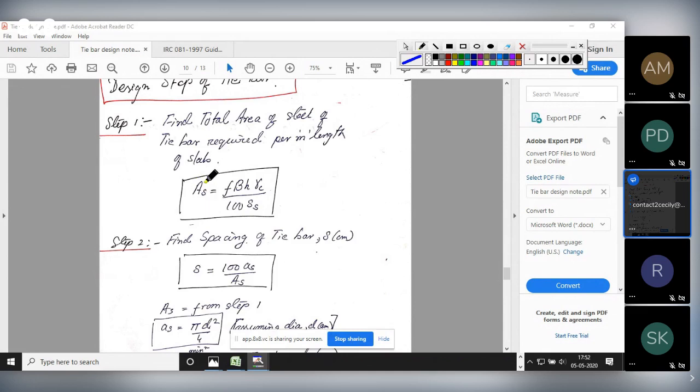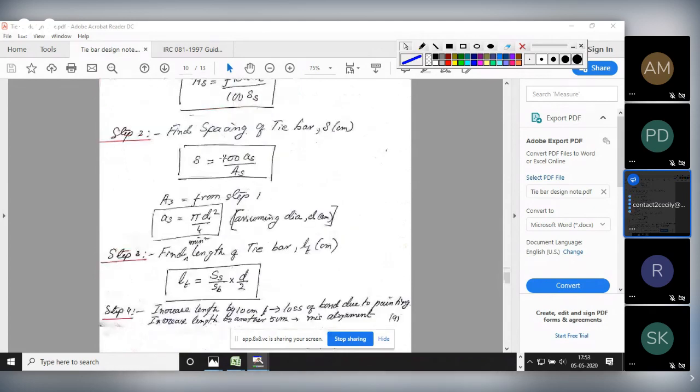Second step is to find the spacing. We have derived this formula also: 100 small a s by capital S. Here it is 100, which means spacing is in centimeter. If we divide small s by capital S, we will get the spacing in meter, because your span was 1 meter and we have converted it into 100 centimeter. That's why the unit will be centimeter.